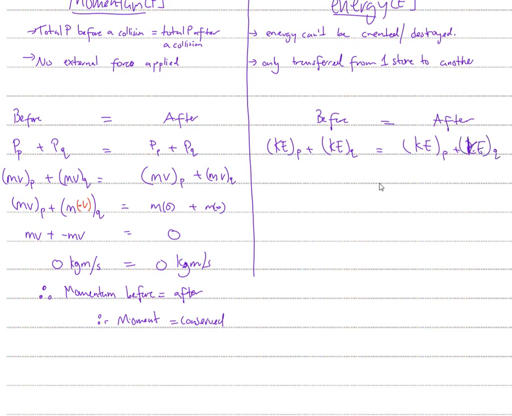So this would be half mv squared for P plus half mv squared for Q. Now here we know that v goes to 0, so v squared goes to 0, so this automatically goes to 0, so this is 0 joules.